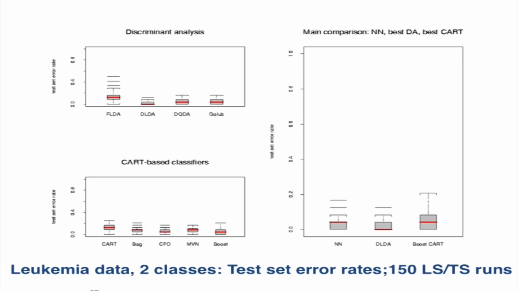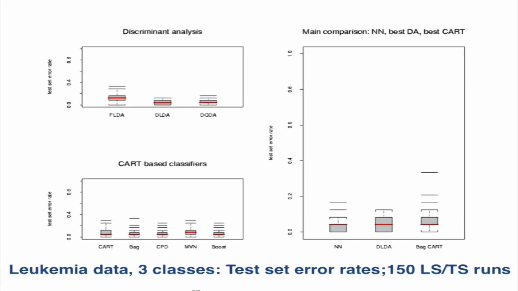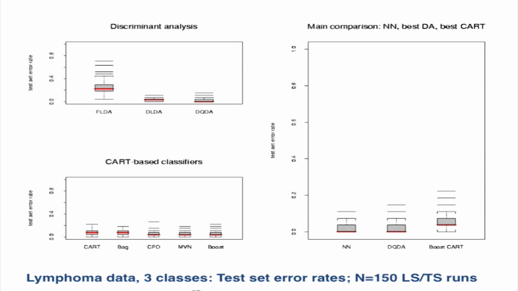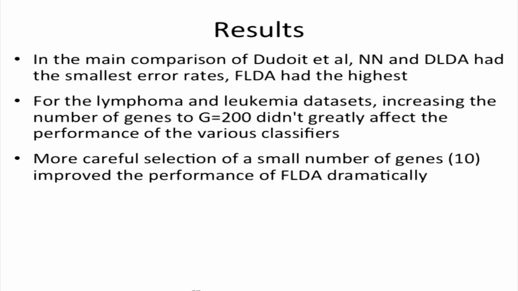And the y-axis shows always the test set errors, and the x-axis shows different methods. And they did this, of course, for the leukemia, lymphoma data, and so on. And so what did they find? It turned out that nearest neighbor predictors and diagonal linear discriminant analysis had the smallest error rates, okay?